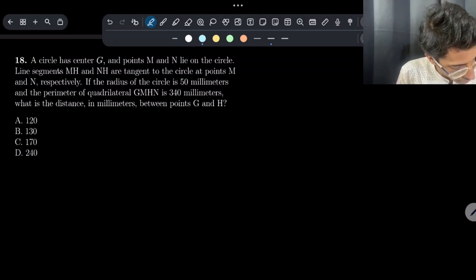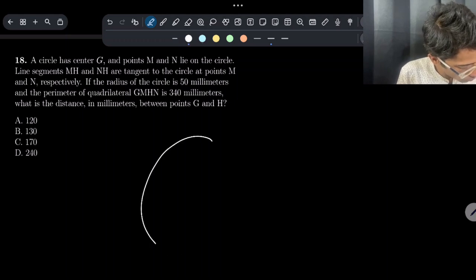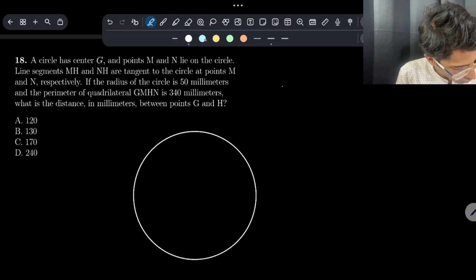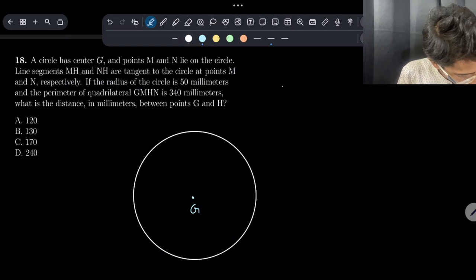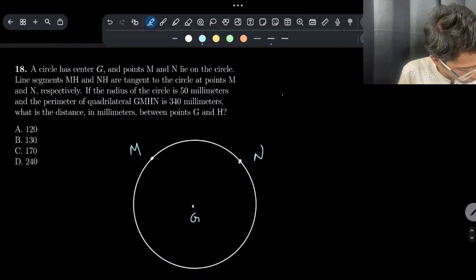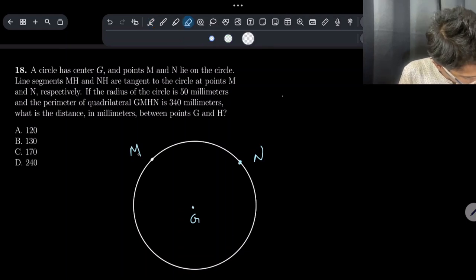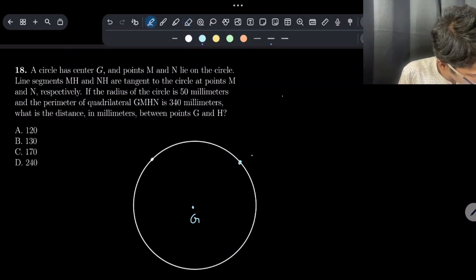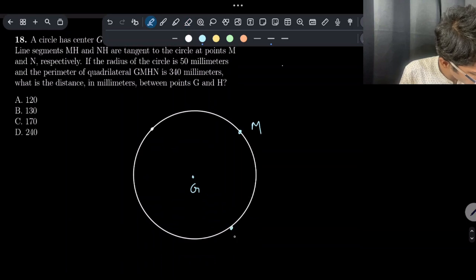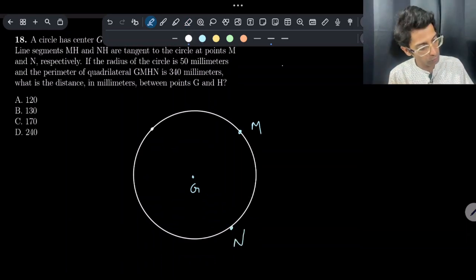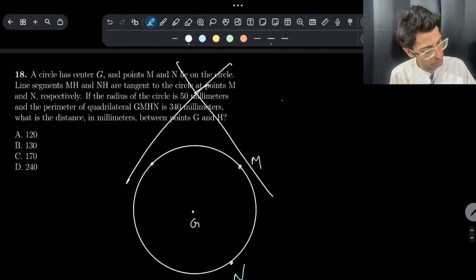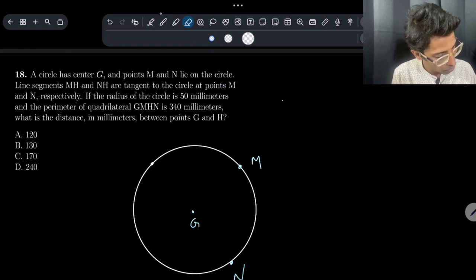It's so easy. A circle has a center G. Let me draw the circle for you. Then G is the center of the circle. Points M and N lie on the circle. Write down 2 points which lie on the circle. Line segments MH and NH are tangents to the circle at points M and N respectively. So let me get these 2 points somewhere here. Let this point be M and this point be N, because I want to draw tangents from an external point. I don't want to mess up my question here, so I am drawing it towards the side.